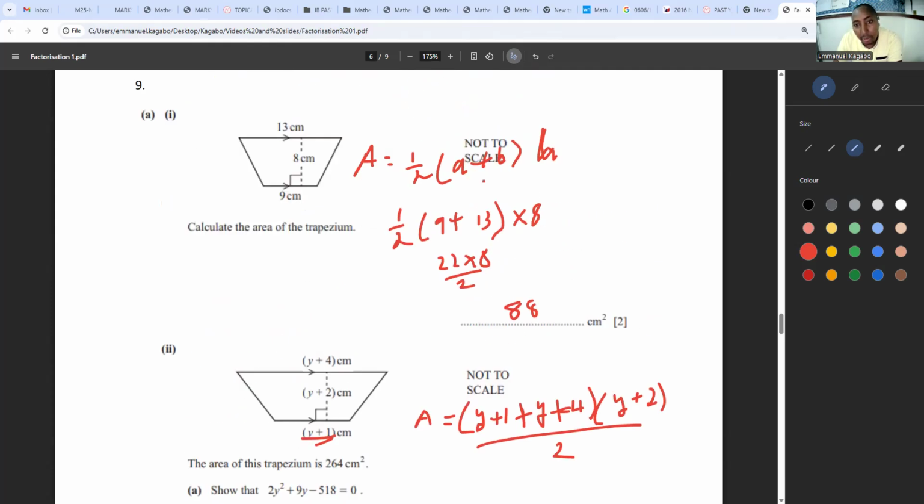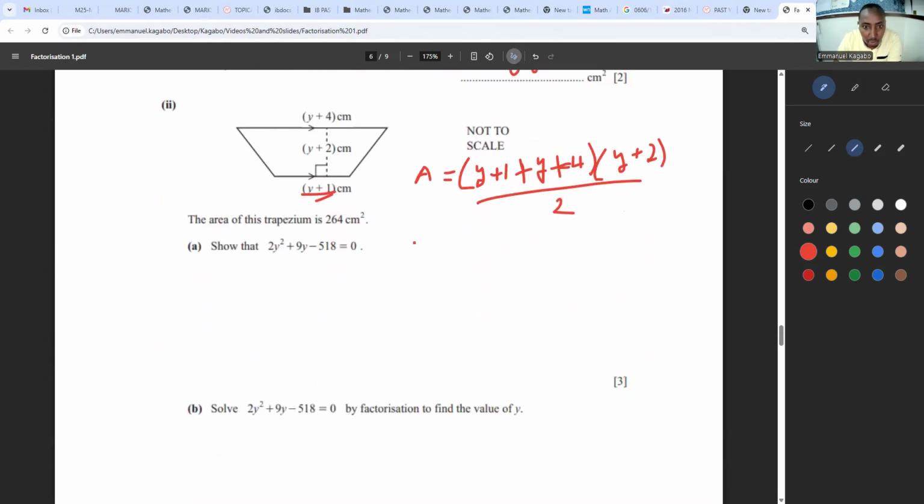Don't forget, remember that: I have bracket A plus B times height. What am I going to have here? It's going to be 2y, right? Then plus 5, then y plus 2, all of this over 2. That's the expression for the area of the trapezium.